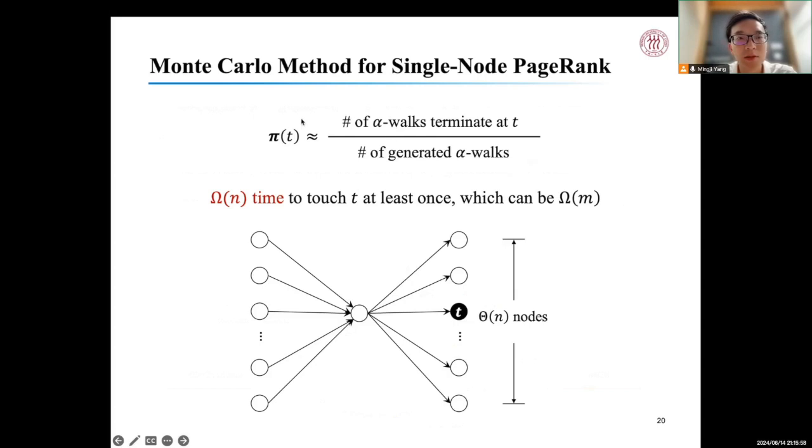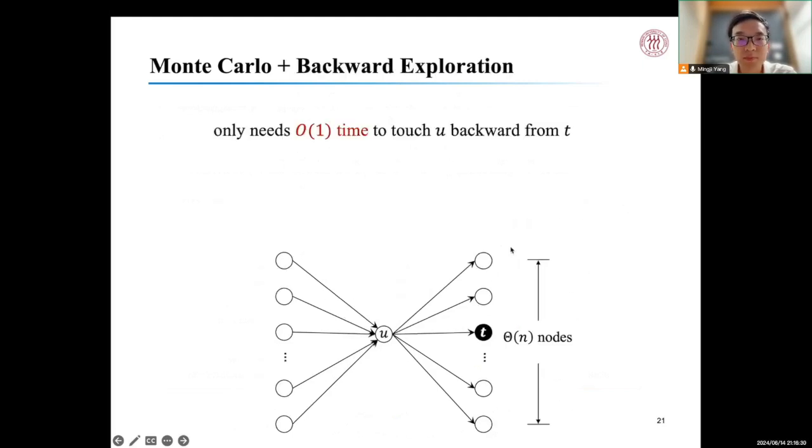First, consider the typical Monte Carlo method for estimating single-node PageRank, where you generate a bunch of alpha walks in the graph and calculate the fraction of these walks that terminate at t as the estimate for pi of t. However, in this graph, this method would require omega n time to touch t at least once using Monte Carlo sampling because of the large out degree of the intermediate node. So this would potentially require linear time.